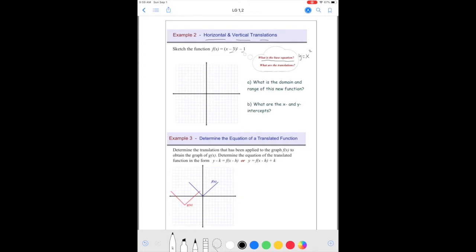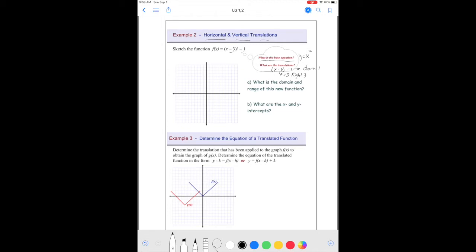Okay? Now, what are the translations? Well, if we have a minus 3 in the bracket, remember it comes out plus 3. So that is, when it's in the bracket, it's going right or left. So this is right 3. And that minus 1 out here, that is down 1.